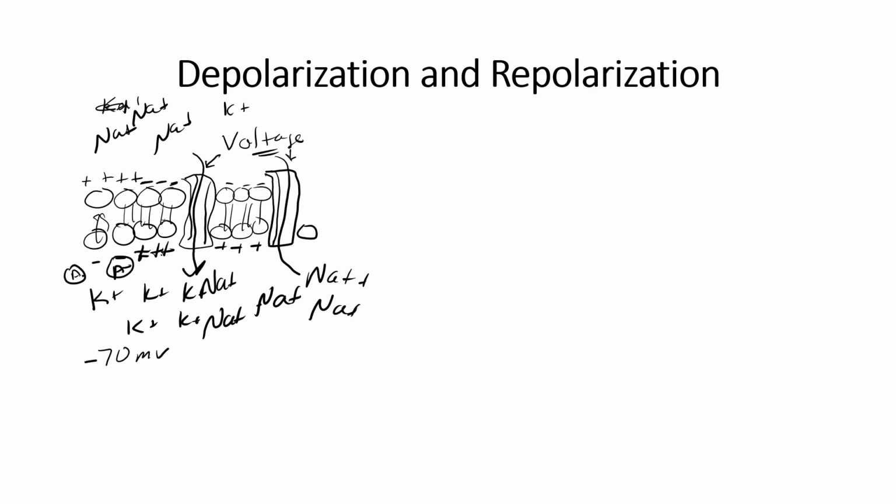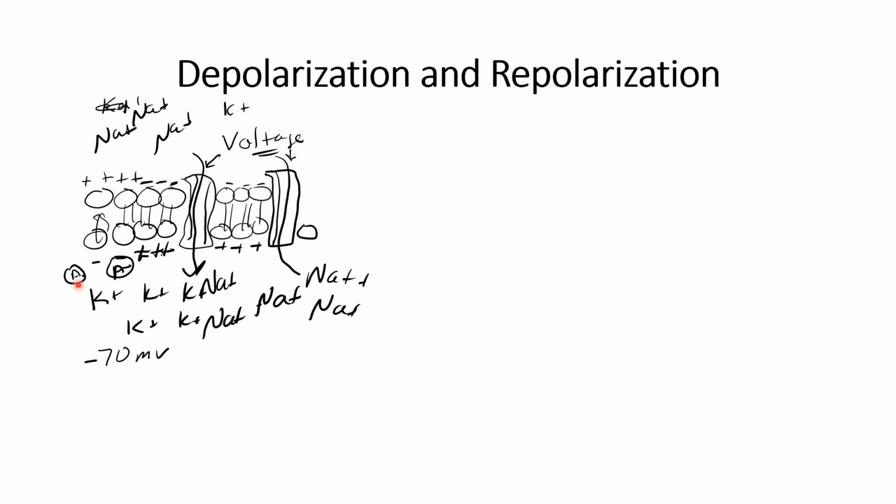So let's recap where we are. At resting potential, our cellular membrane will be at negative 70 millivolts. The inside of the cellular membrane will be more negative than the outside. The outside will be more positive. We have tons of sodium hanging out here, a little bit of potassium. We have tons of potassium inside, and we have these negatively charged proteins.